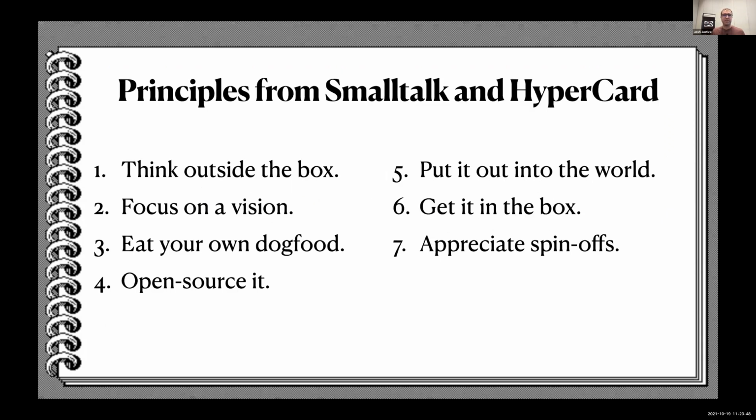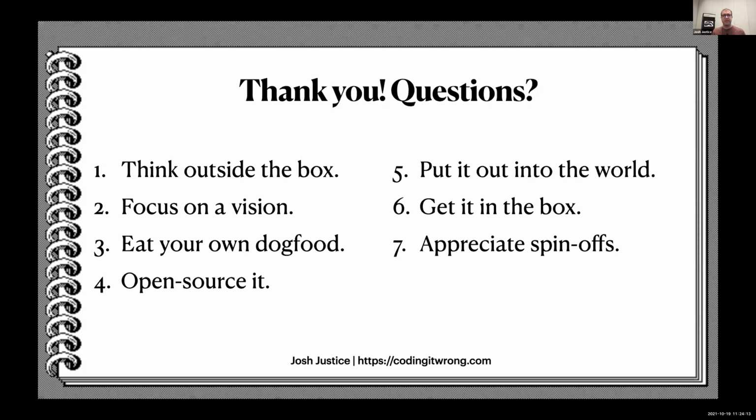So these are the principles that I found and that I'd recommend. Think outside the box, focus on a vision, eat your own dog food, open source it, put it out into the world, get it in the box, and appreciate spin-offs. I've been encouraged already in the presentations today to hear some of these things coming up. And so whether this is a reminder, a pointer to a point that you haven't thought of, or giving historical background behind the reason to prioritize these things, I think these principles will help increase the impact of our systems and our research. So thank you all so much.